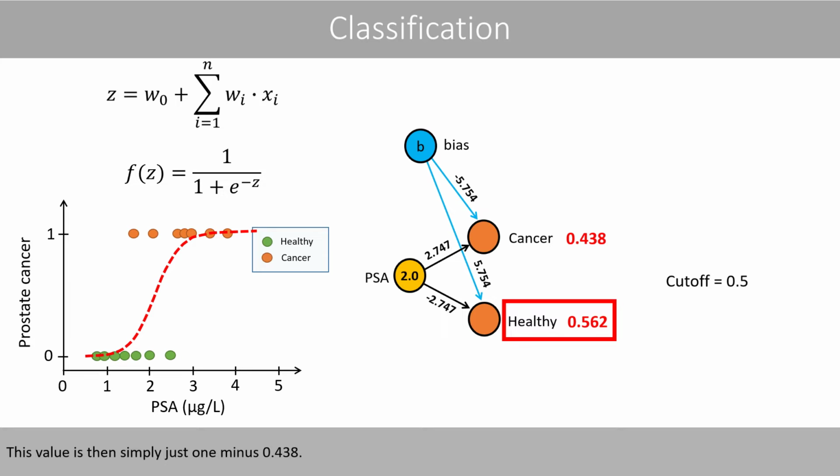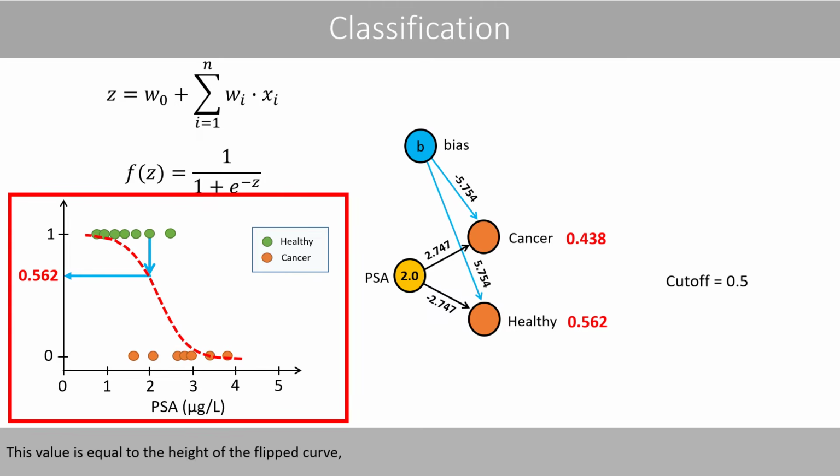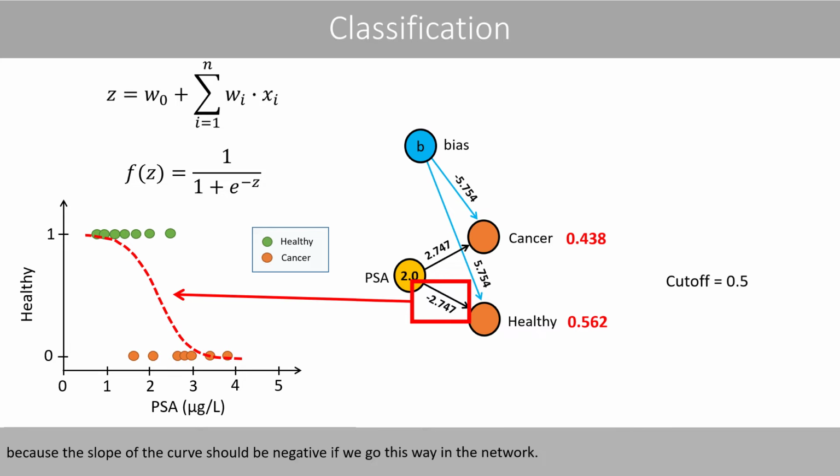This value is then simply just 1 minus 0.438. This value is equal to the height of the flipped curve, because the slope of the curve should be negative if you go this way in the network.